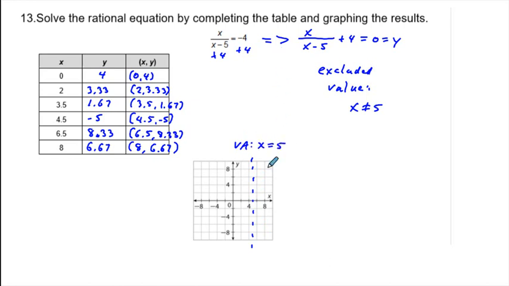And now plotting these points here, we have 0, 4. We have 2, 3.33. These are going by 2. And we have 3.5, 1.67. So 3.5 is going to be 1.67 right here. So what that's going to look like is something like this.